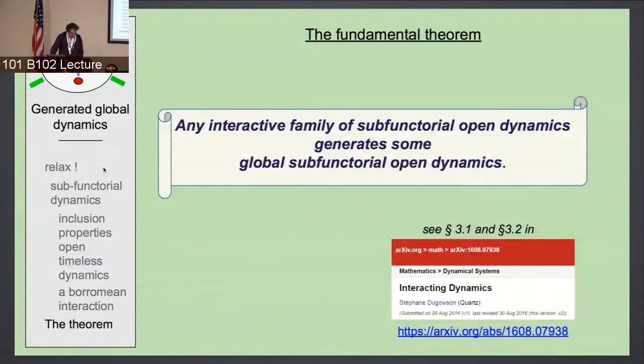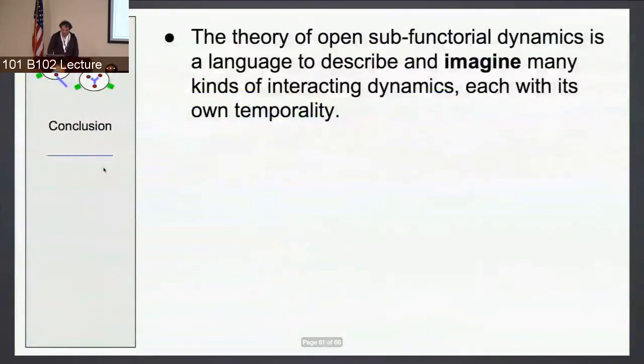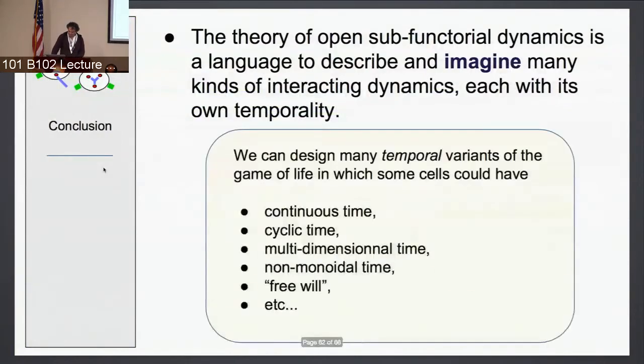Anyway, with subfunctorial open dynamics, we have now a general system theory because any interactive family of subfunctorial open dynamics generates some global subfunctorial open dynamics. Of course, the dynamics generated by an interactive family are usually open, so they can enter in other interactions. And in conclusion, the theory of open subfunctorial dynamics is a language to describe and imagine many kinds of interacting dynamics, each with its own temporality. For example, we can imagine many temporal variants of the game of life in which some cells could have continuous time, cyclic time, multidimensional time, non-monoidal time, free will, etc.